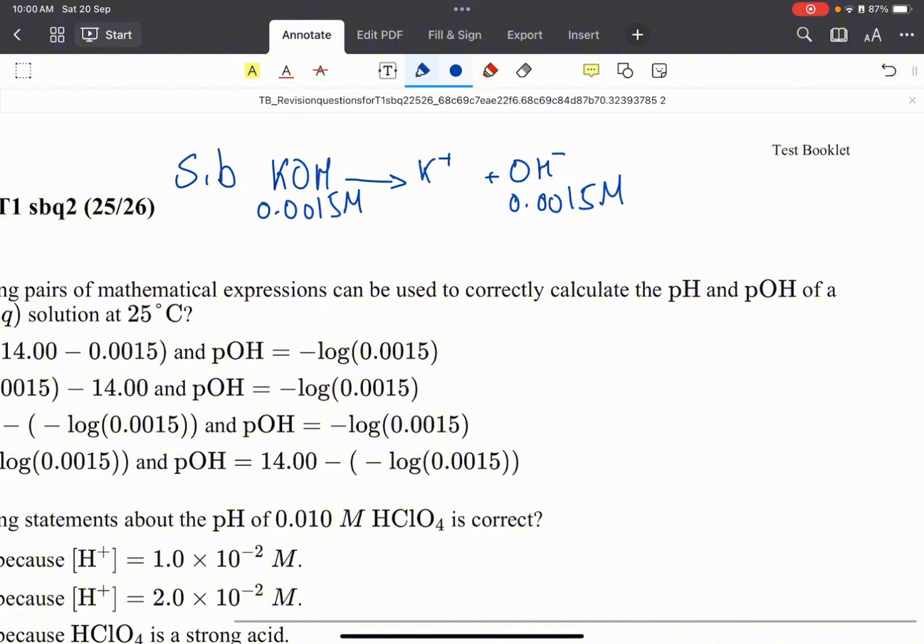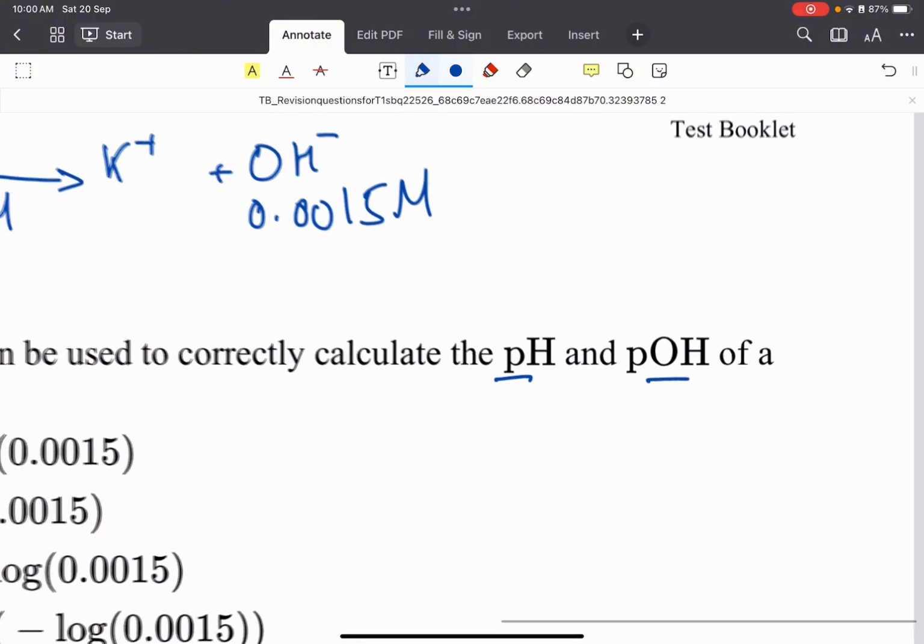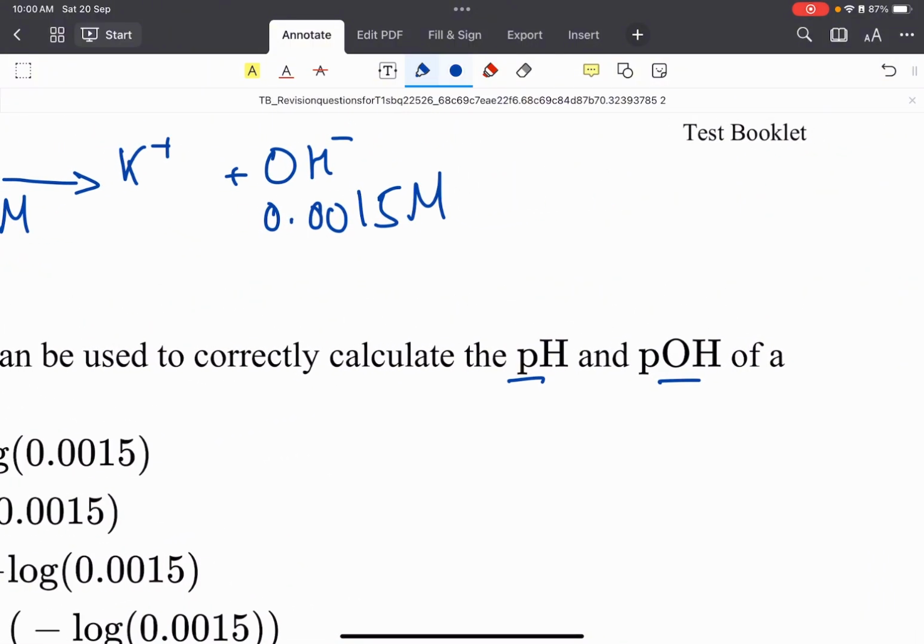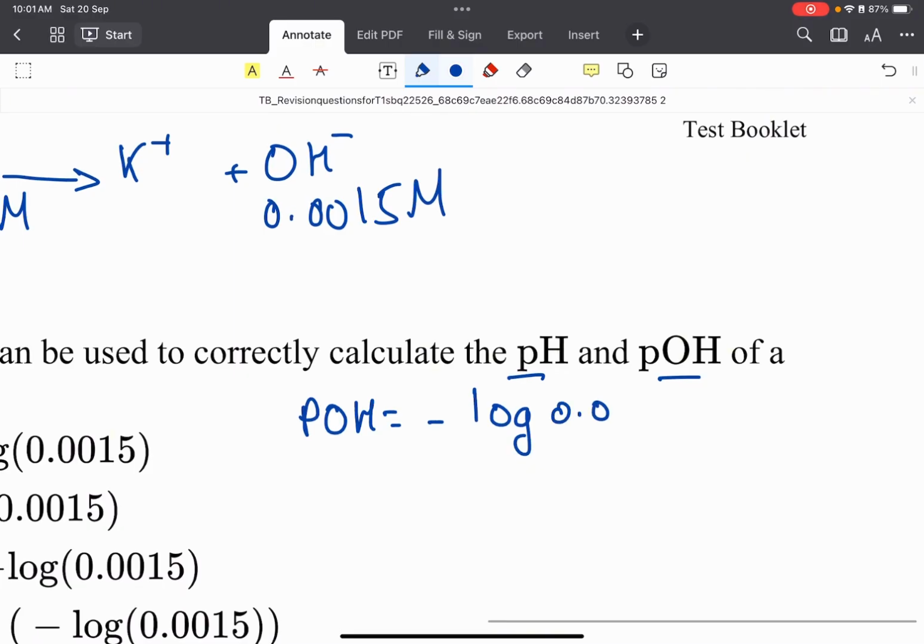So we want to calculate pH and pOH. If I want the pH and pOH, I'm going to start from OH minus. Since I have the concentration of OH minus, I can first calculate the pOH. So the pOH is going to be minus log of this concentration.